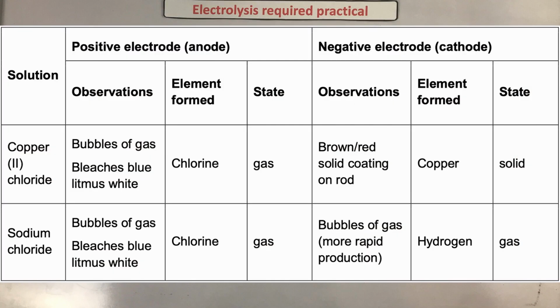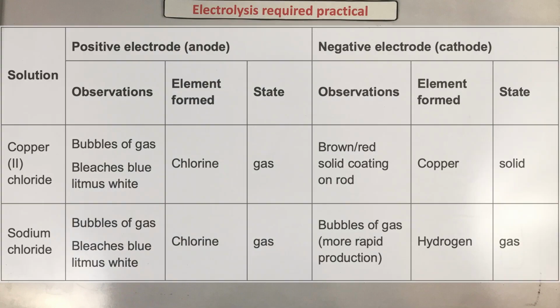Your results, if you use the same chemicals as me, should look like this. Notice that the anode, which is positively charged, not only produces bubbles, but it also bleaches the damp litmus paper. This tells us that chlorine gas is forming. Since copper is less reactive than hydrogen, that's what's formed at your cathode over here. And hydrogen is formed here because the sodium is more reactive than the hydrogen.